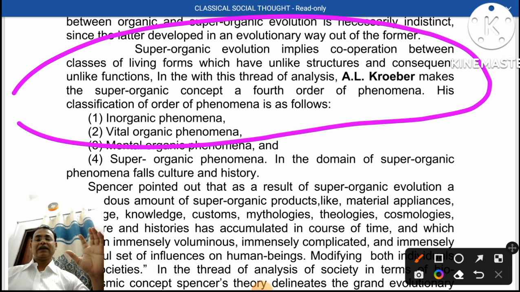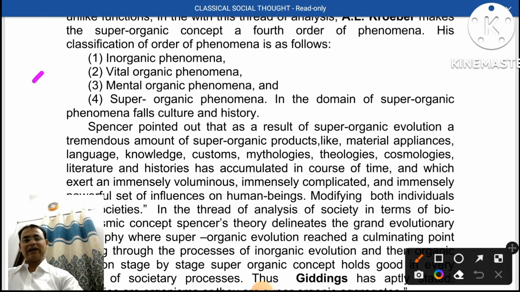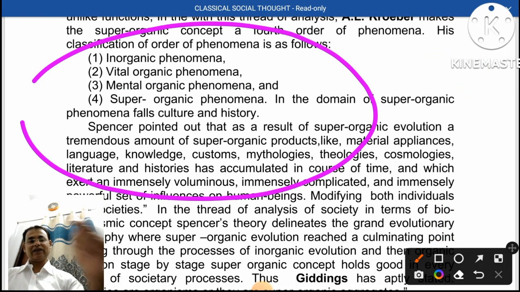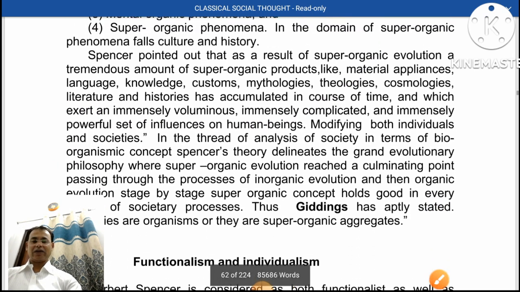Along this line of analysis, A. L. Kroeber makes the superorganic concept a fourth order of phenomena. His classification of orders of phenomena is as follows: inorganic phenomena, vital organic phenomena, mental organic phenomena, and superorganic phenomena.